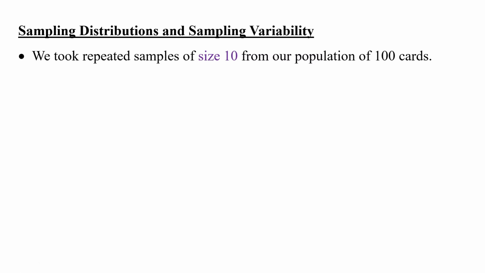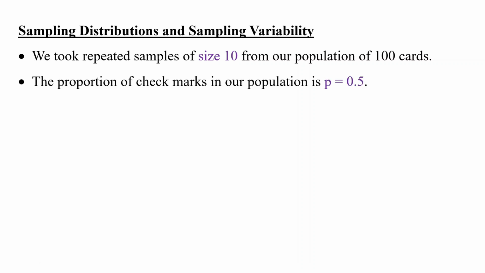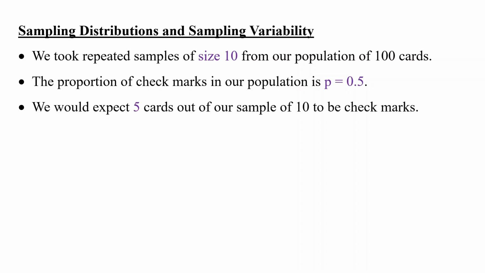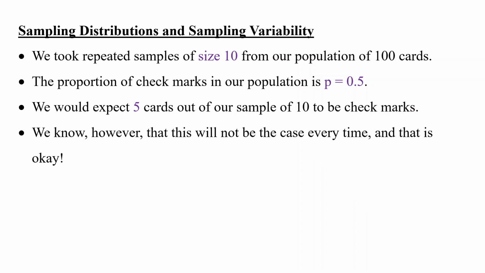When we took repeated samples of size 10 from our population of 100 cards, we knew that in the population, we had 50% green check marks. So we would expect 5 cards out of our sample of 10 to be check marks. But we saw very easily that it wasn't the case. Okay? And we also understood that that was okay. We didn't expect any sort of lying going on or cheating. We know that's not going to be the case every time. We're not going to have exactly 0.5 green check marks coming out.